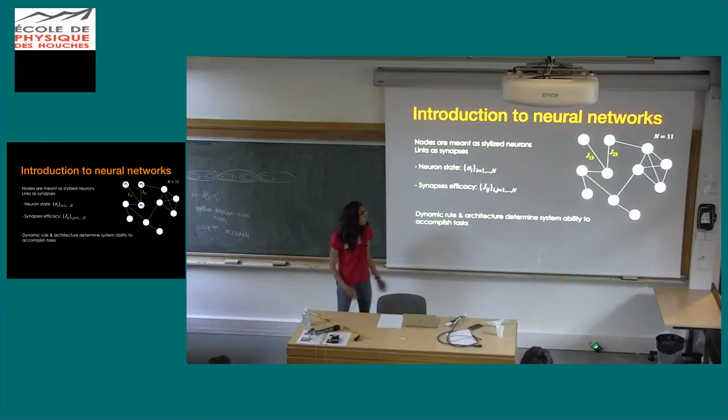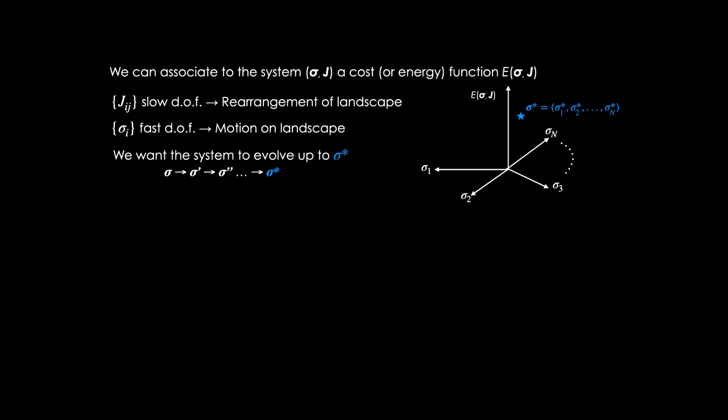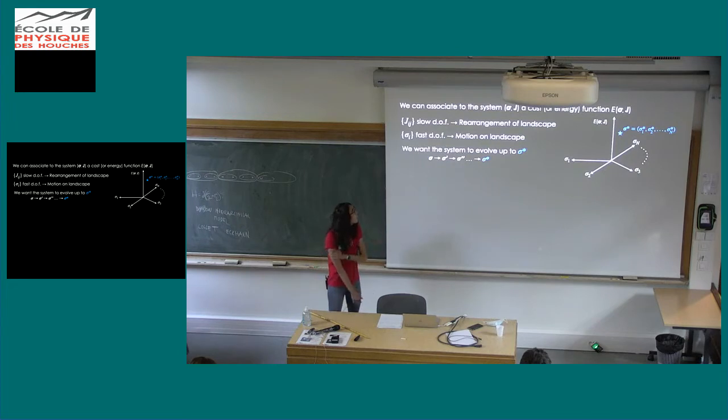Basically, they are graphs, a collection of nodes and edges. Each node represents a neuron and can be in two different states, +1 or -1, if the neuron is active or inactive. And the weight of the edge can be seen as a synaptic efficiency between two neurons. So we can think of our system as a couple, sigma and J, where sigma is a vector of length N, and J is the N times N matrix that contains the synaptic efficiency between the neurons.